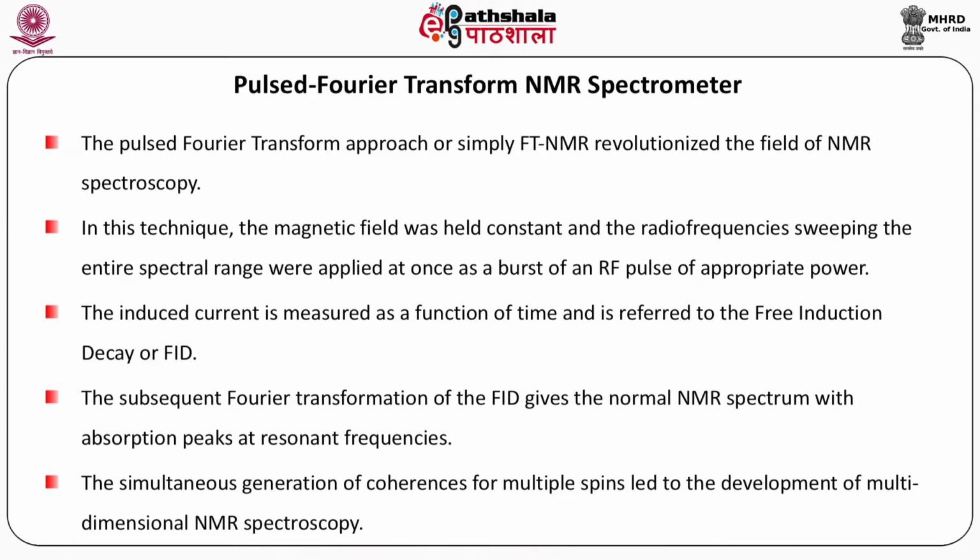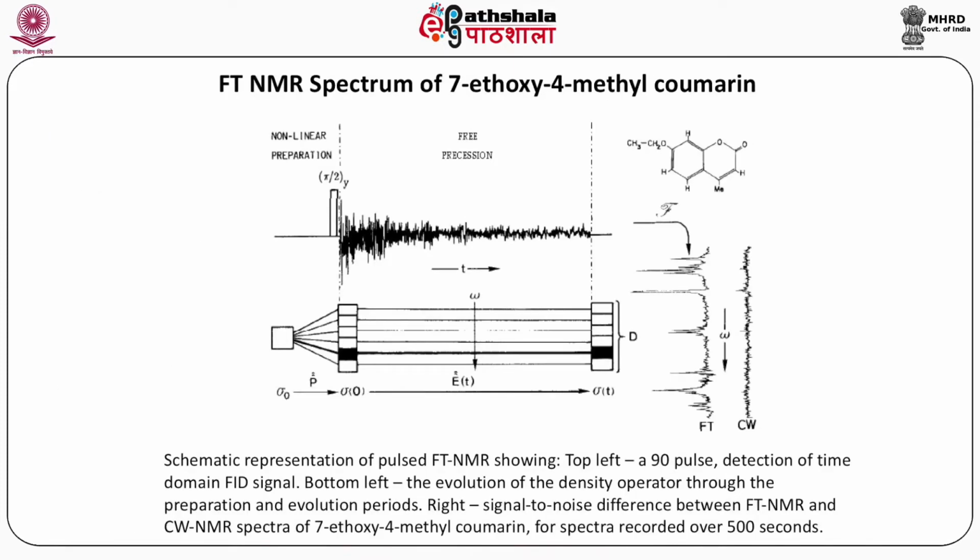The simultaneous generation of coherences for multiple spins led to the development of multi-dimensional NMR spectroscopy. This is the FT-NMR spectrum of 7-ethoxy-4-methylcoumarin. Schematic representation of the pulsed FT-NMR experiment showing, top left, a 90-degree pulse and detection of the time domain FID signal; bottom left, the evolution of the density operator through the preparation and evolution periods; and right, the signal-to-noise difference between FT-NMR and CW-NMR spectra of 7-ethoxy-4-methylcoumarin for spectra recorded over 500 seconds.